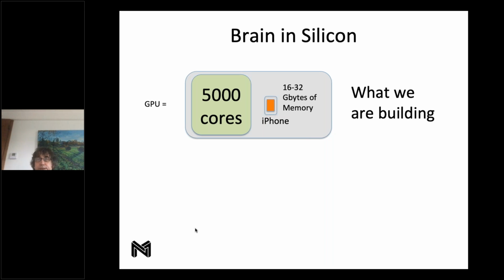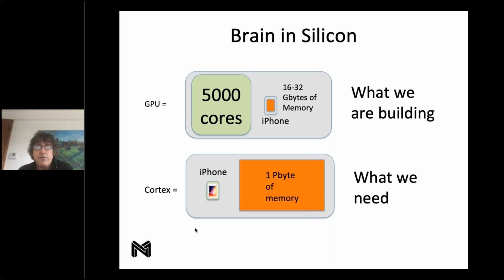So what is it that we're building? What is this brain in silicon that we're building right now? Well, what we're building has a petaflop. We're trying to get a petaflop of compute and apply it to a cell phone of memory. While what our brain is, what we need if we want to mimic what we do in our brain, is to have a petabyte of memory and apply a cell phone of compute to it.